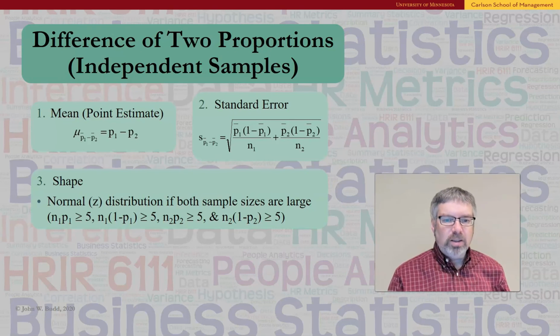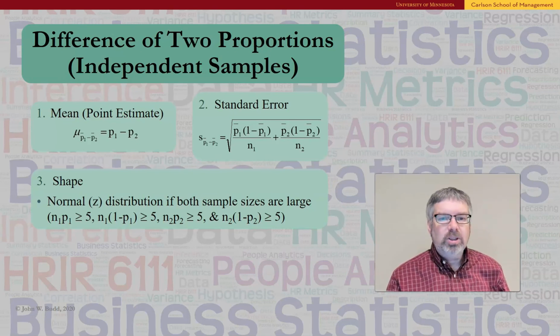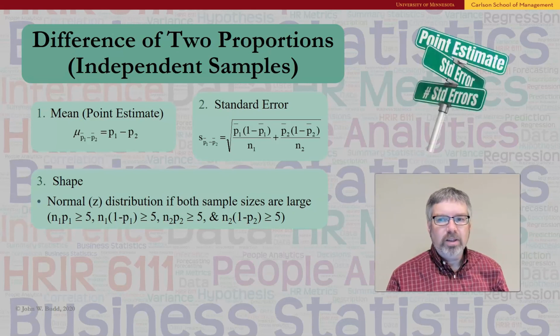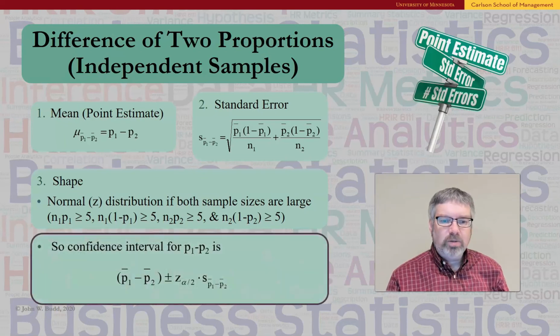Now, this is getting a little messier mathematically because we have two populations, but again, the logic is just the same. Don't let the math throw you off. It's only math. So with this, we have everything again that we need. We have the point estimate, we have the standard error, we have the number. We can find the number of standard errors, and so we can find a confidence interval as the difference in the two proportions plus or minus the margin of error.